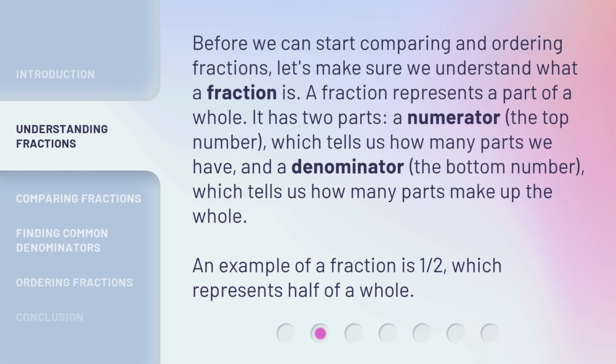Before we can start comparing and ordering fractions, let's make sure we understand what a fraction is. A fraction represents a part of a whole. It has two parts: a numerator, the top number, which tells us how many parts we have, and a denominator, the bottom number, which tells us how many parts make up the whole. An example of a fraction is 1/2, which represents half of a whole.